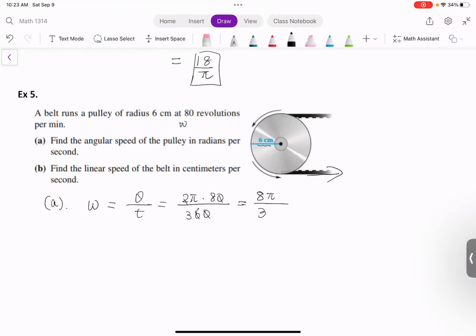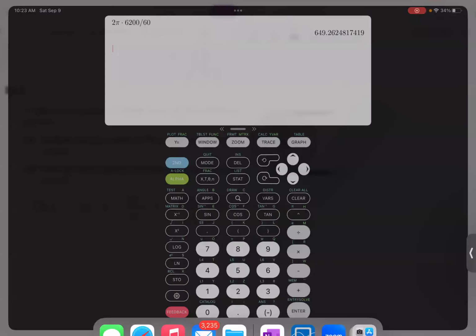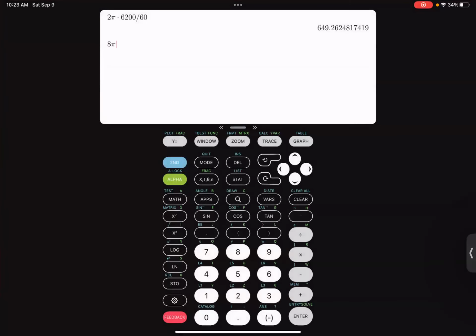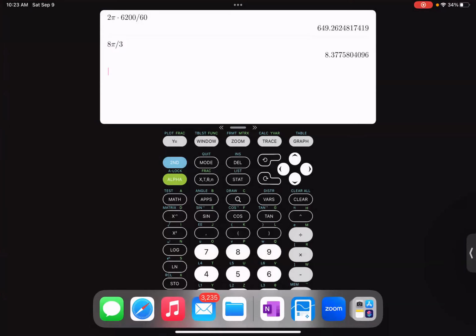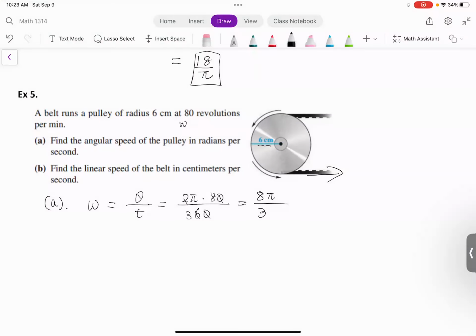Okay, if the question says round to the decimals, you can use your calculator. You say 8 times pi divided by 3. So you can copy the answer. But if the question didn't ask you this, just keep 8 pi over 3. And number B, find the linear speed of the belt in centimeter per second.